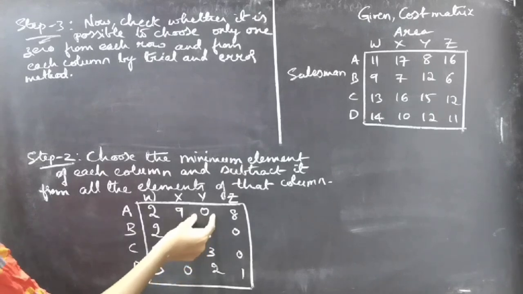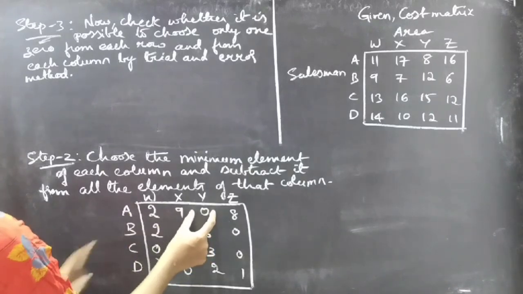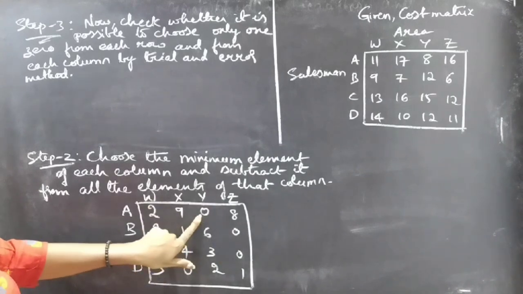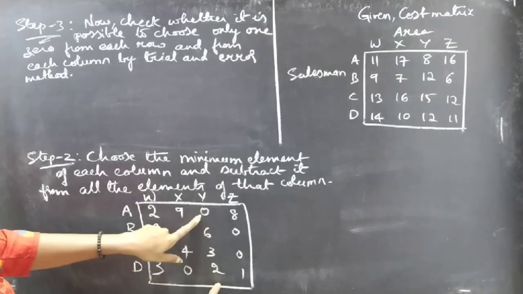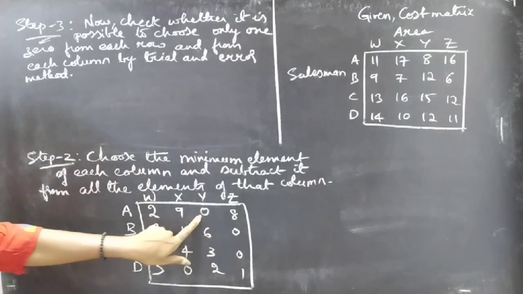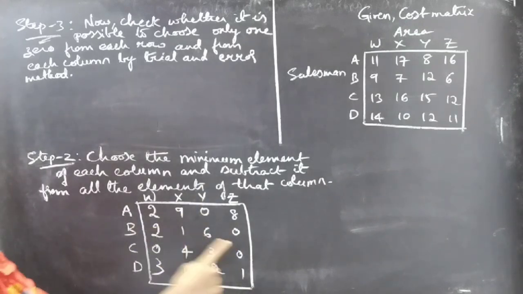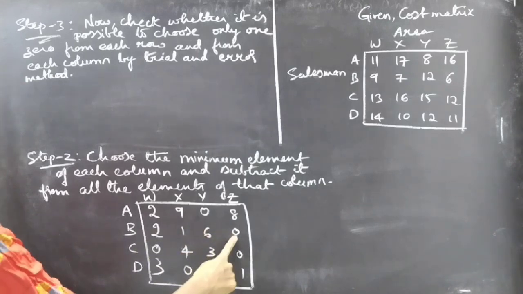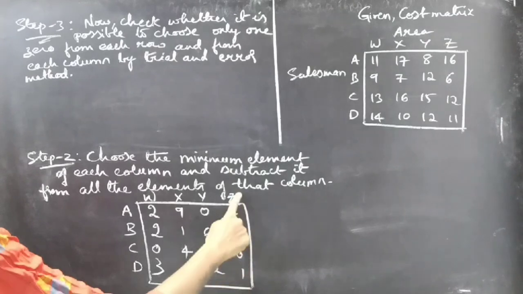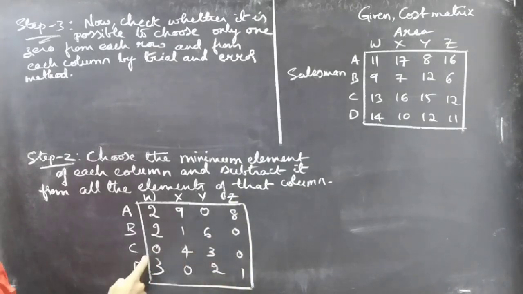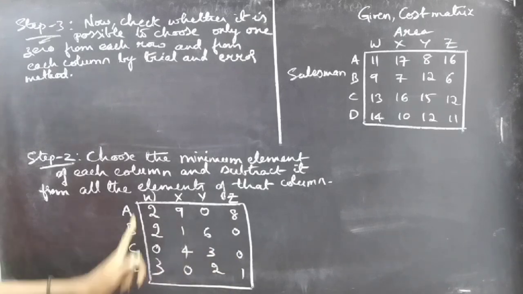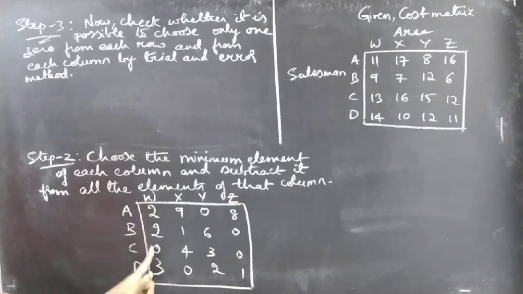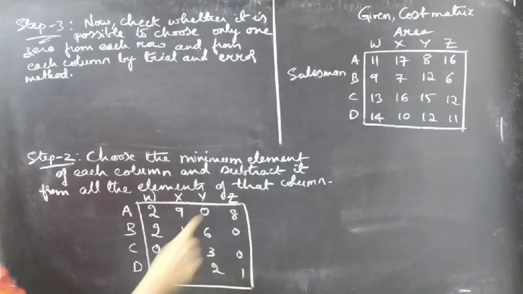See, here we are having the first 0 in the first row. So this is the only 0 in row A, and also it is the only 0 in column Y, right? Likewise, in B we have only one 0 in row B, but we have 2 zeros in column Z. And coming to row C, here we are having 2 zeros in this row, but we have only one 0 in this column W, and we have 2 zeros in Z. And coming to D, we have only one 0 in this row and column as well, right?